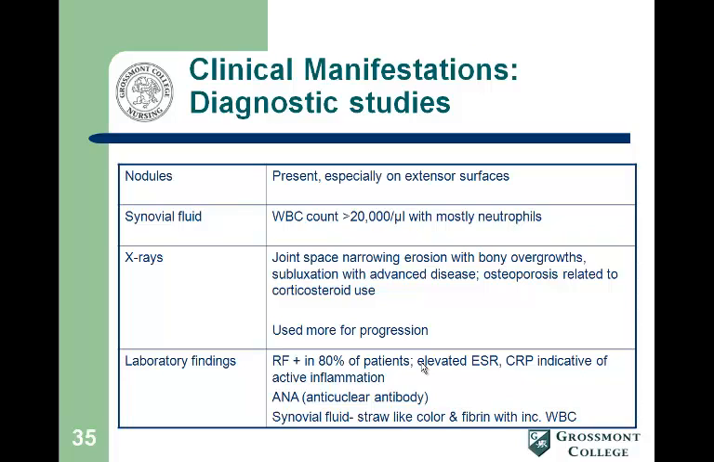Okay. The RF factor under laboratory findings is present in 70 to 80% of people, but it's not a definitive diagnosis. Also the ESR and CRP are going to be increased, indicating acute inflammation, but again that doesn't really serve as a diagnosis. That just means that there's inflammation somewhere in the body. So those are really non-specific labs. When they pull the synovial fluid, it's going to be straw-like, so kind of yellowish, and there'll be fibrin strands and high white blood cells.